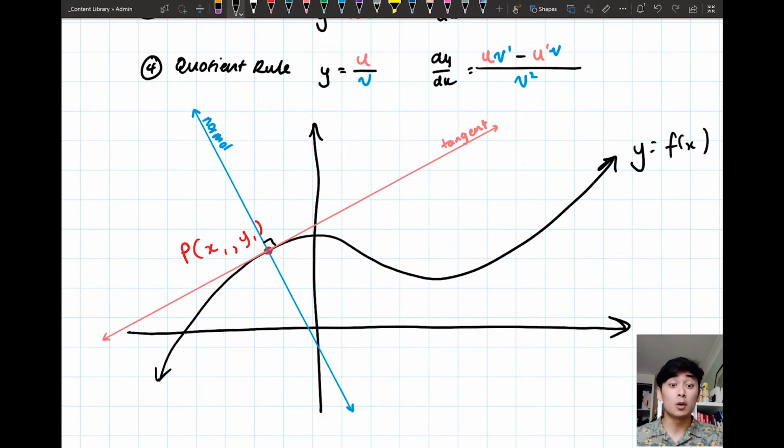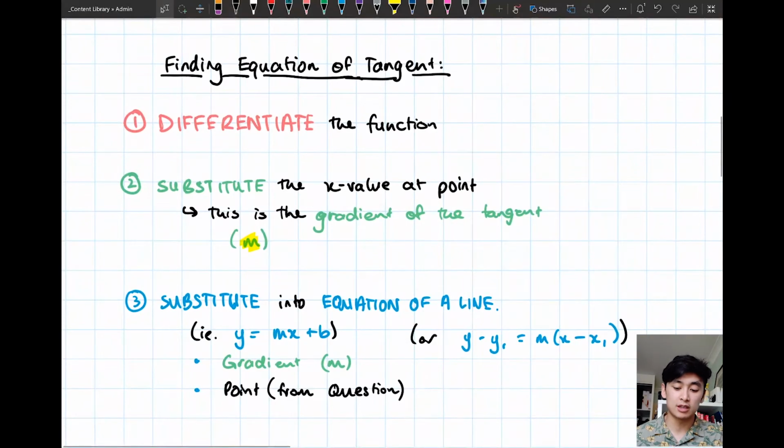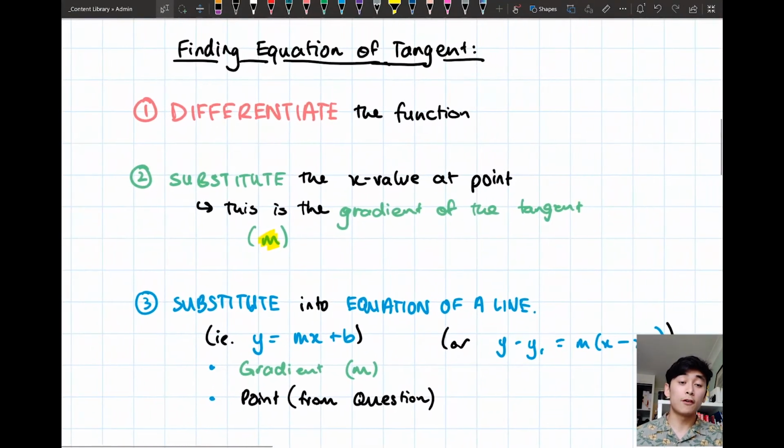In this video, we're going to go through the process of finding the equation of tangents and normals. So here we go, finding the equation of a tangent. Here I've broken it down into 3 steps. We're going to go through finding the equation of a tangent first.